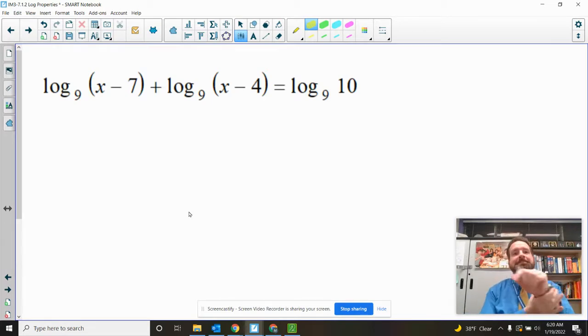All right, next up. Here we go. We've got another one. I see 3 logs this time. This is exciting. So this is probably going to be one of those cases where if we now get a single log on the left, a single log on the right, everything inside of logs, we can use that exponentiation trick to kind of make them go away. So let's make that our goal here.